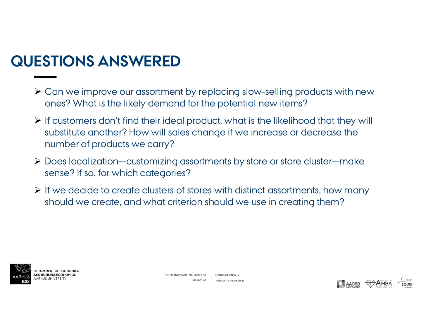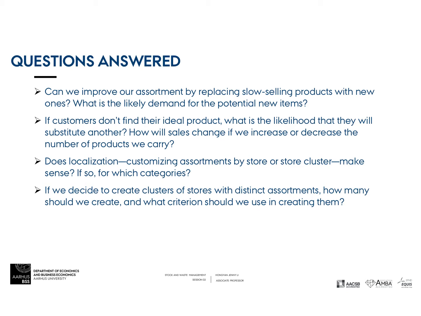So now let's see through this case, we try to answer these questions. First, can we improve our assortment by replacing slow-selling products with new ones? What is the likely demand for the potential new items? If customers don't find their ideal product, what is the likelihood that they will substitute another? How will sales change if we increase or decrease the number of products we carry?